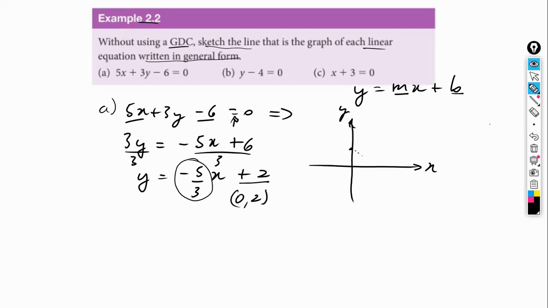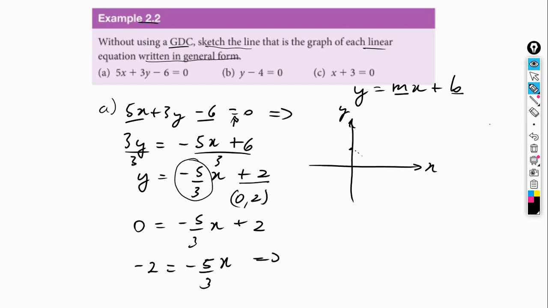It should go down in this direction. But let's find the exact x-intercept in order to do an accurate graph. So notice that at the x-intercept, y is equal to 0. So if I say that 0 is equal to negative 5/3 x plus 2, I can solve this for x and find the x-intercept. So I'm going to get that negative 2 is equal to minus 5/3 times x.